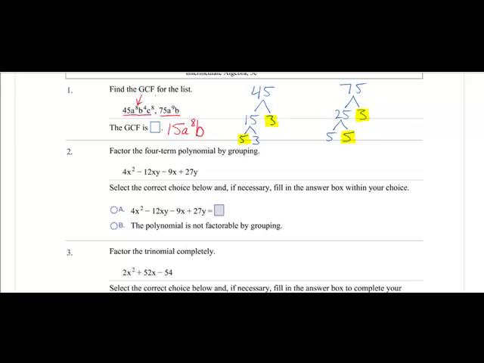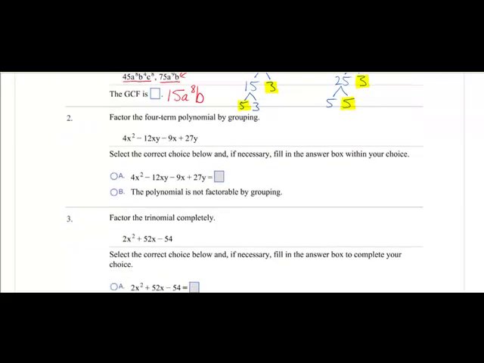Several people included C in their answer, but the problem is the second term has no C's. So that's not a common factor. There's no C's in the second term. You can't include it. So my answer for this first problem is 15, a to the 8th, b. All right, moving right along.